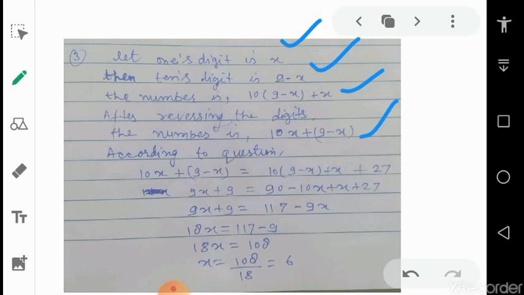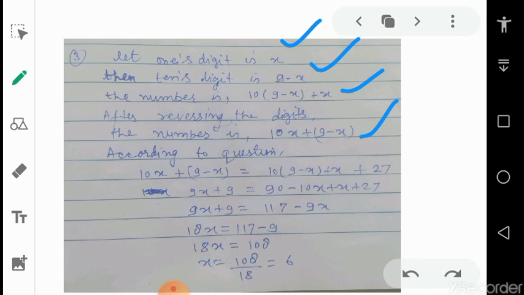Now according to the question, we have to make an equation that is balanced in a proper way. If the digits are reversed, the new number formed will be 27 more than the previous number. So we are adding 27 to the previous number here, because the new number is greater than the previous number. So to balance the equation, we are adding 27 to the smaller number side, as I told you.